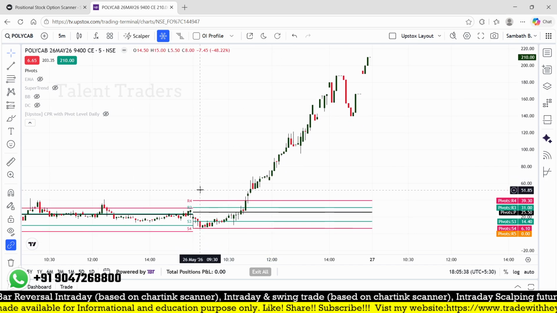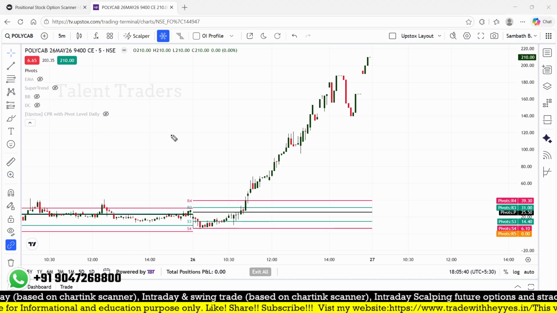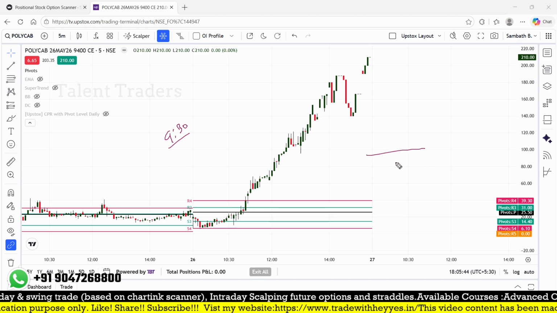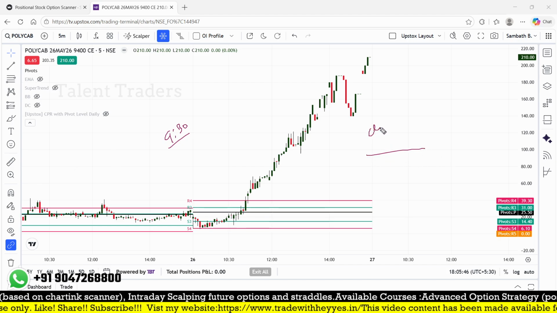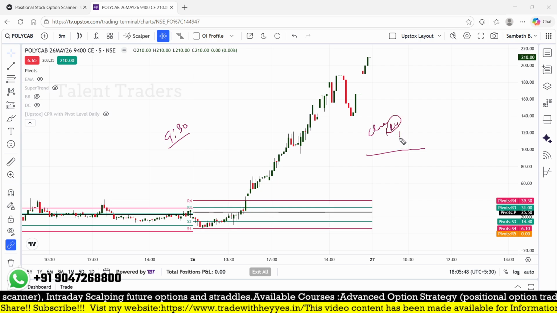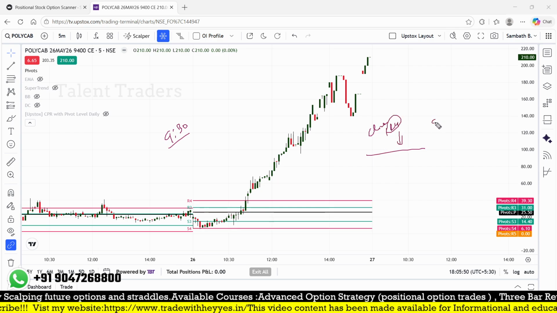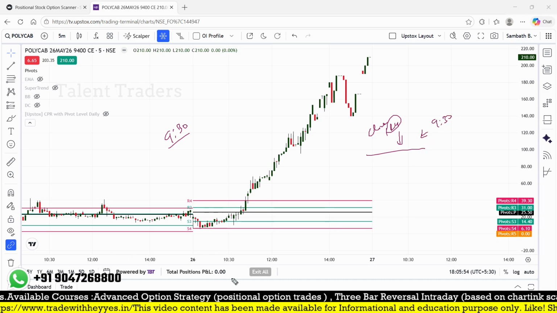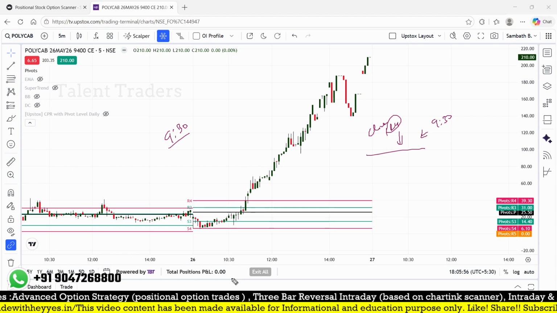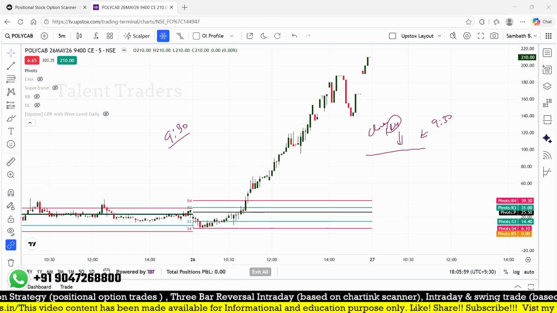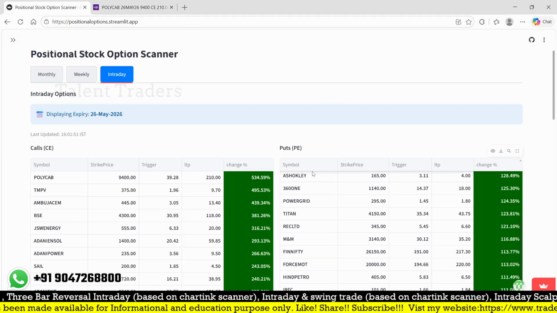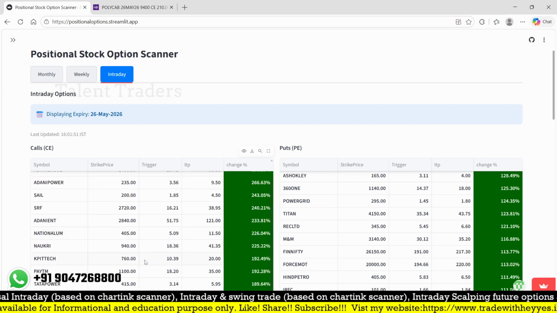The scanner we built works after 9:30. If any stock closes above R4 before 9:30, the stock is removed from the list. After removing that, we find only a fresh breakout. So this is also a scanner which tries to find one or two opportunities for intraday.